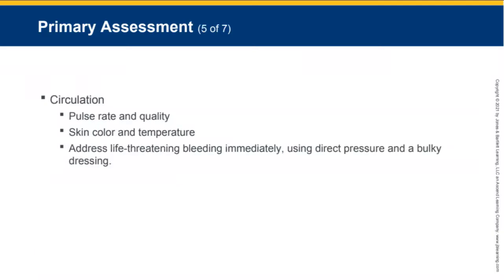After assessing and managing airway and breathing, next is circulation. Check pulse rate and quality. If the patient can talk to you, check the radial pulse. If the patient is not talking to you, check the carotid or central pulse. Check skin color and temperature. Address life-threatening bleeding immediately. Use direct pressure and bulky dressing.